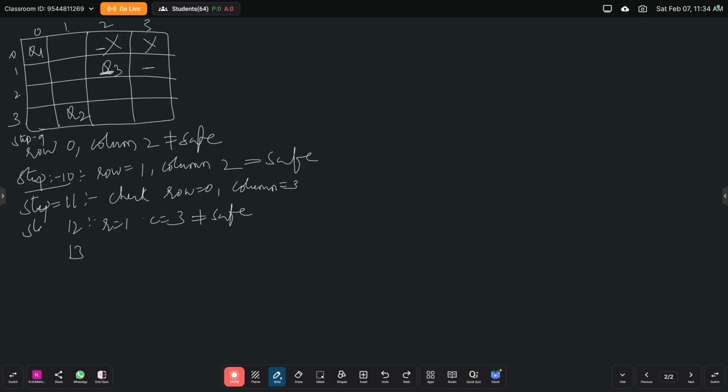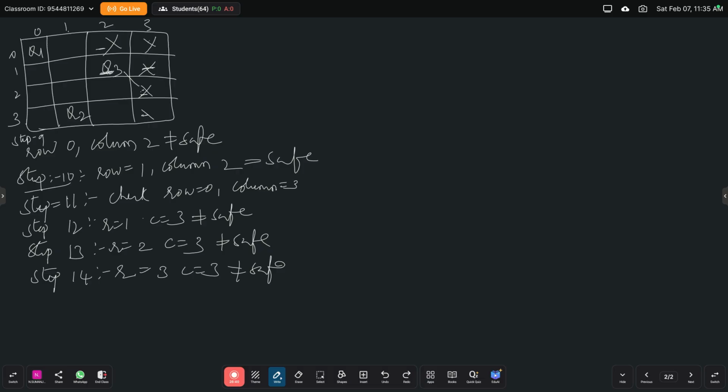Now in step 13, whenever the place is not safe, just increment the row by 1, means we are at this stage now. So row is 2, column equals 3. Is this safe? It is also not safe because it forms a diagonal to q3. Then increment row by 1. Row equals 3, column equals 3. This is also not safe. Why not safe? Already q2 is there in the same column.